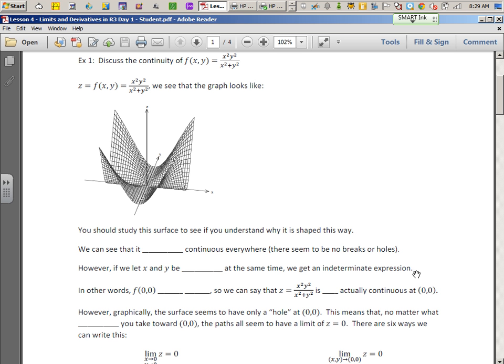So let's take a look at the surface itself. If you look at the surface, you should be able to study this and understand it. Why does it look the way it does? Why is it bent the way it's bent? Why is it curved the way it's curved? Why is it rising where it appears to rise? All those questions can be easily answered by simply picking z equals 0, and then writing x squared over x squared plus y squared equals 0. Cross multiply it and solve it, and you'll see that it really just represents a single point.